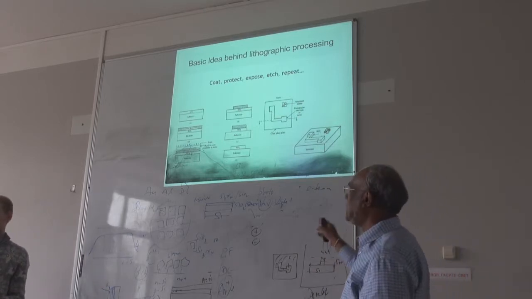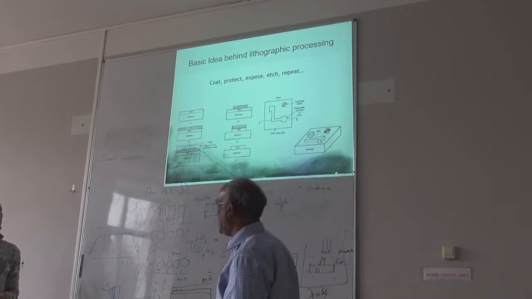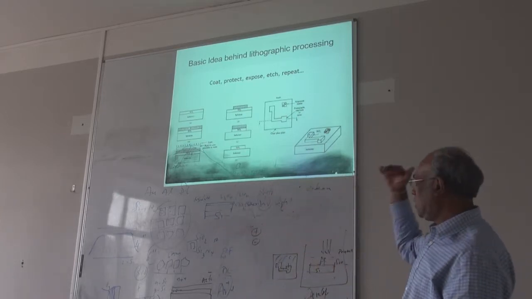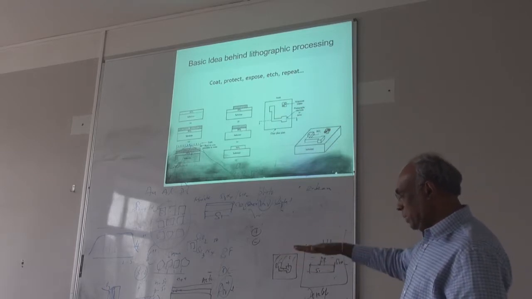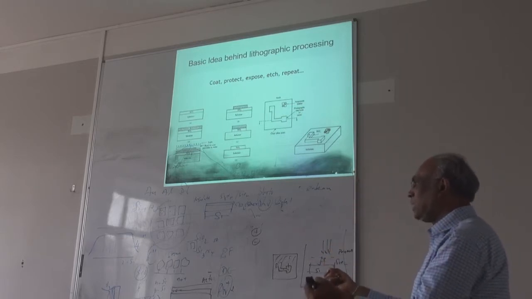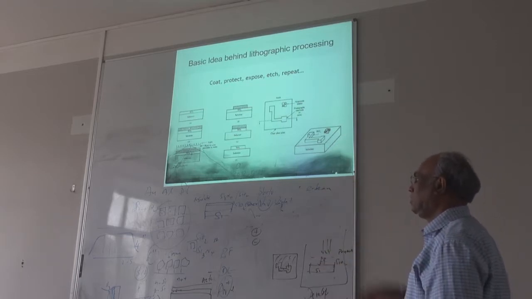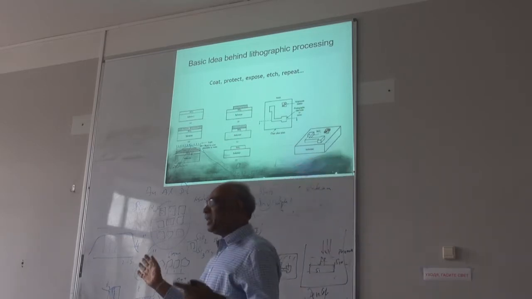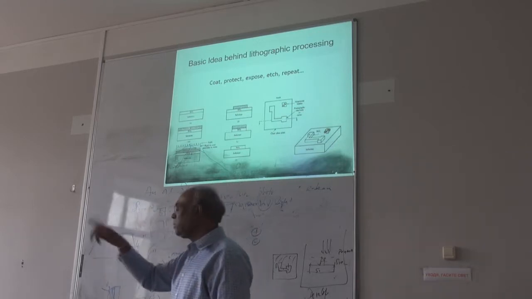But this example is for negative photoresist, so I'll show you for the positive photoresist. There are these steps. First oxidation, then you deposit your polymer, then mask, then expose, then develop, then you etch, and finally remove the top polymer. Then you have the mask. This is very simple. Is that clear for everybody?